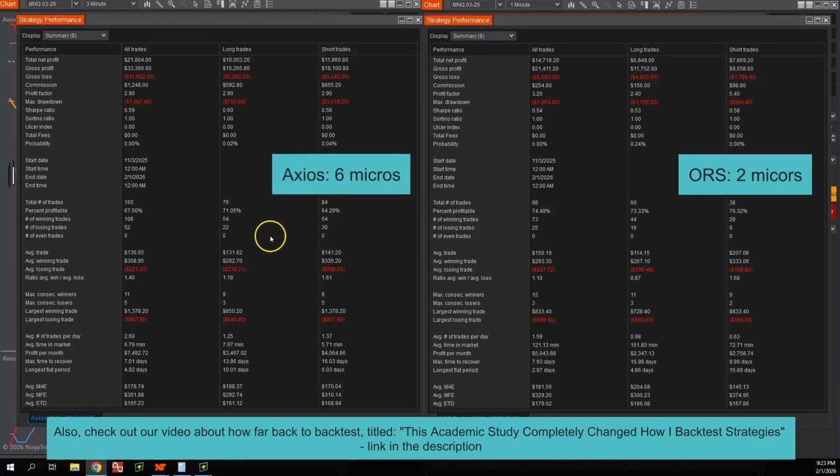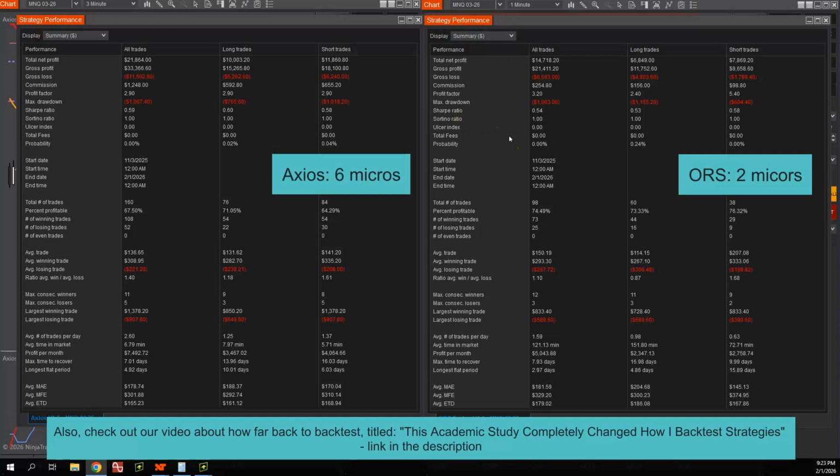Again, we got Axios 90 days over here on the left, ORS 90 days over here on the right. Our backtests do match the live 90-95% of the time. One of the reasons that our backtests match the live most of the time is we don't use Heikin-Ashi bars, we don't use Renko bars, we don't use crazy trailing stops. ORS, this template does have some break evens, but you do sacrifice a little bit of accuracy using break evens on a strategy.